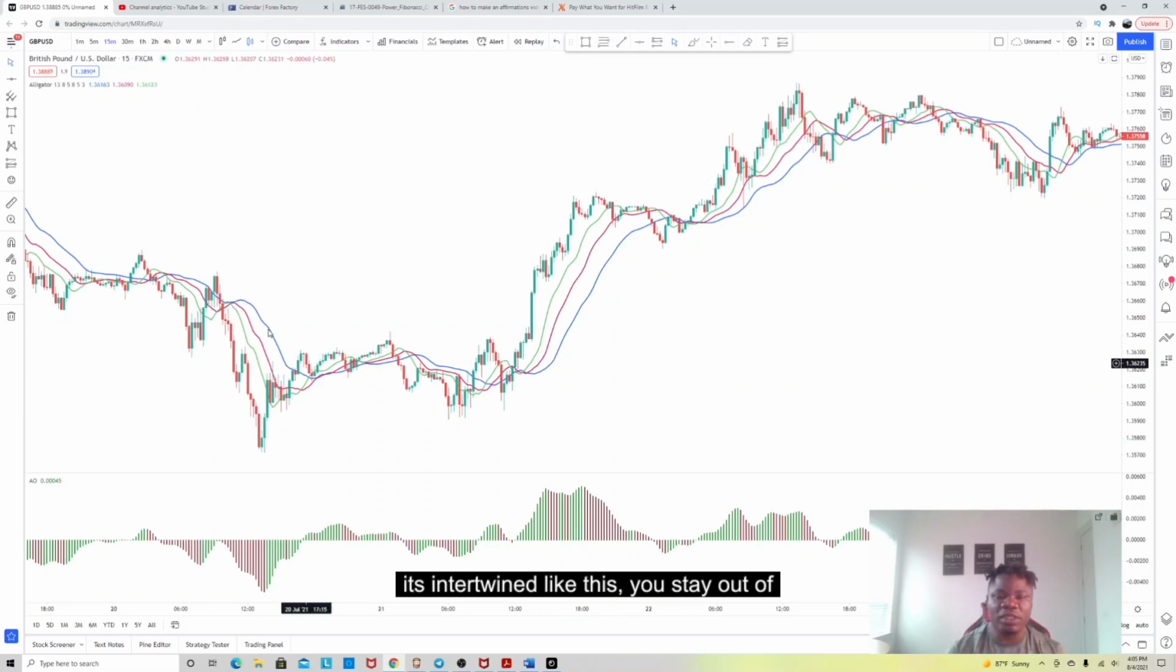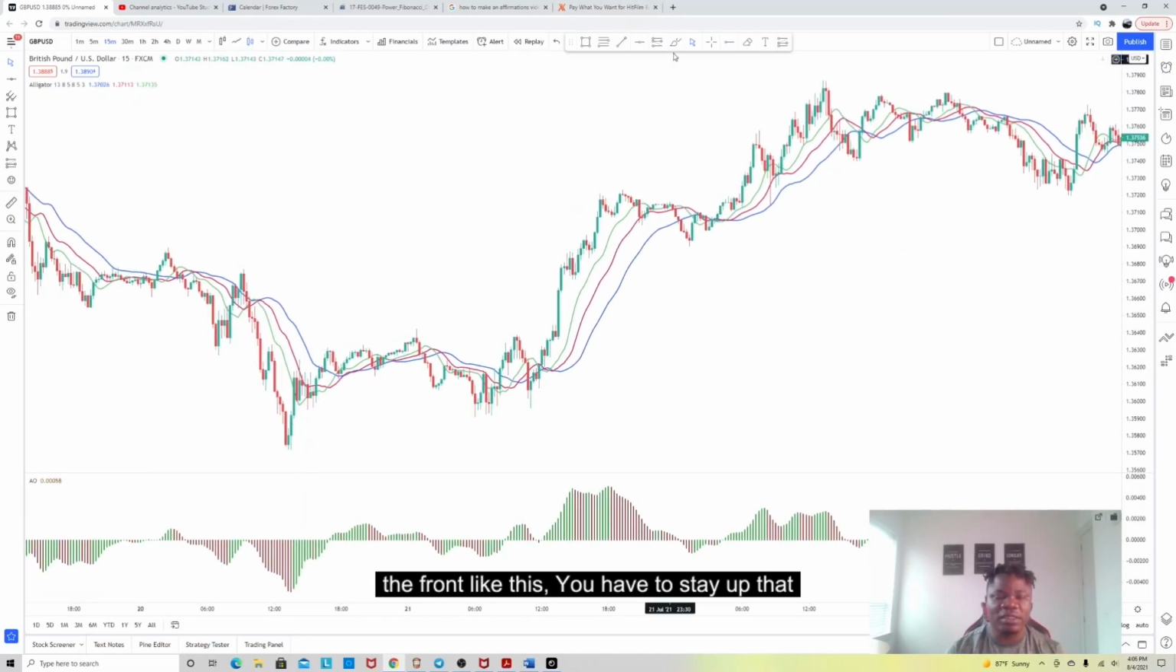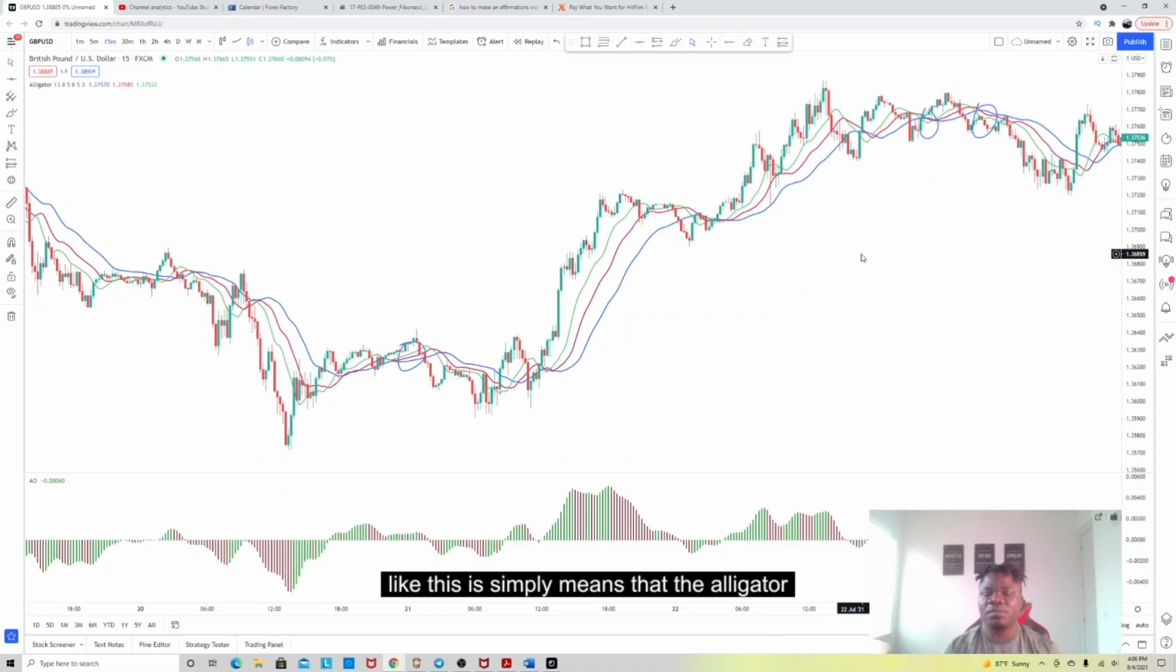Now when it's intertwined like this, you stay out of the trade like we have over here. Once it's intertwined like this, you have to stay out of that trade. We can also see that it's intertwined right over here. So once you see the Alligator indicator intertwined like this, it simply means that the alligator is sleeping. So you stay out of trades, you don't take any trades.